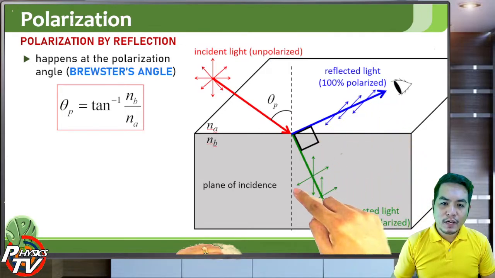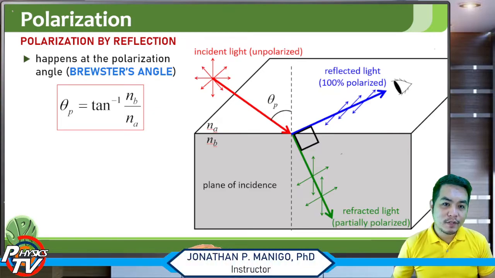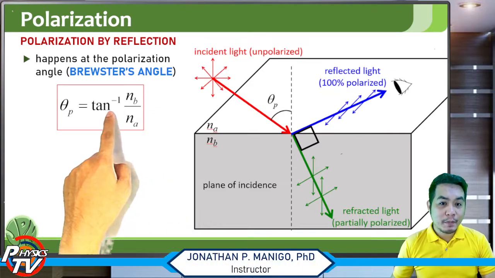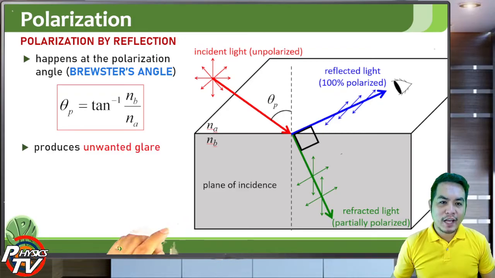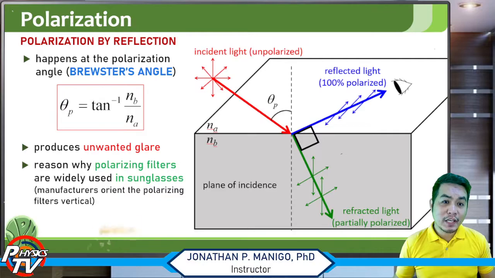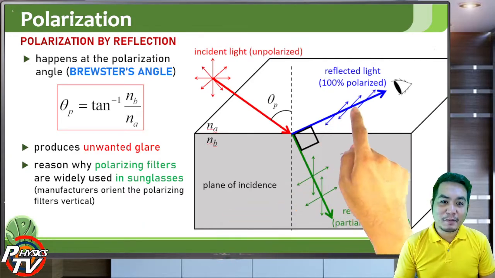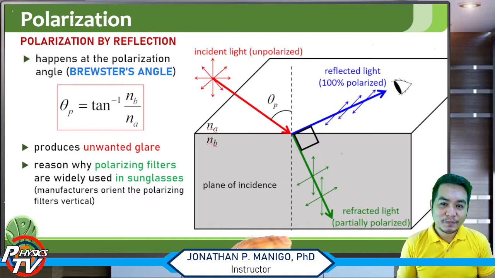And then you have refracted light that is partially polarized. That happens only at a specific angle, and sometimes it produces unwanted glare. This is actually the reason why polarizing filters are widely used in sunglasses. The reason why we have sunglasses with polarizers is because of this polarization by reflection.